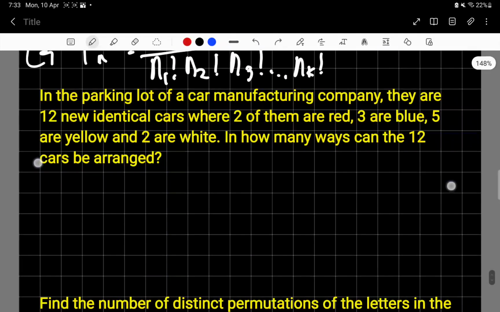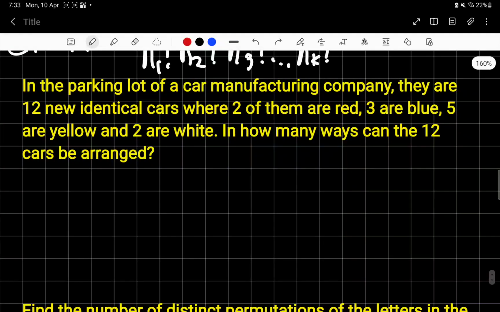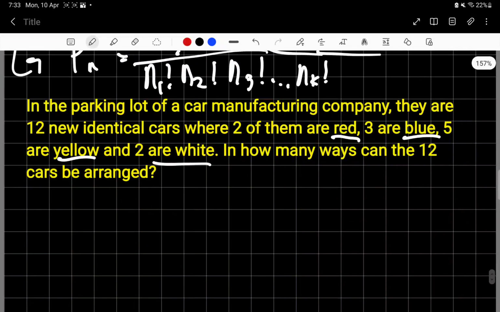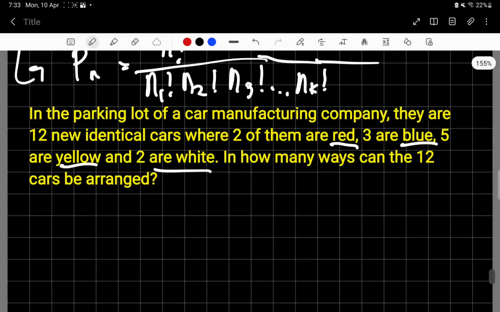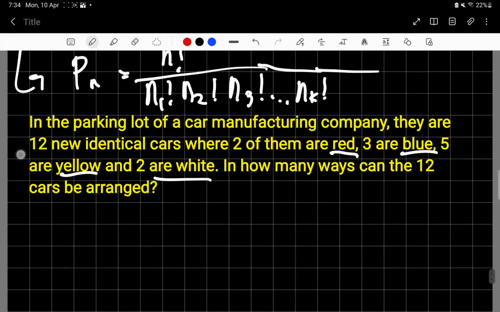Okay, so number 1, in the parking lot of a car manufacturing company, there are 12 new identical cars, where 2 of them are red, 3 are blue, 5 are yellow, and 2 are white. In how many ways can the 12 cars be arranged? So dito, this is also part of a permutations wherein ina-arrange natin yung mga objects natin. Ang kinaibahan lang nito ng distinct permutation sa circular and a linear, ang ina-arrange natin dun sa dalawa are mga different objects. Pero dito, ang ina-arrange natin dito is yung mga similar na objects.